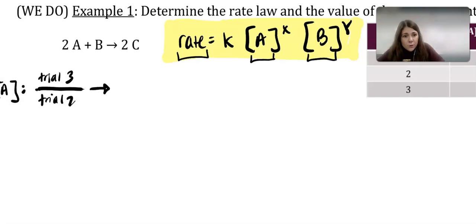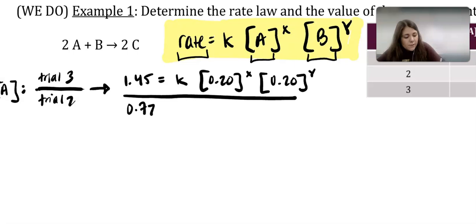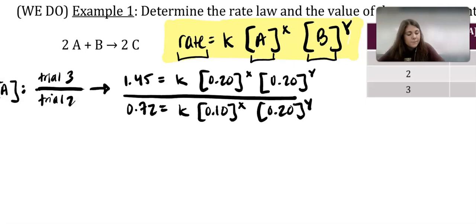So here, using the trial data for trial 3, the rate was 1.45. I don't know K. The concentration of A in trial 3 was 0.20 to the power of X, and then B was 0.20 to the power of Y. Then for trial 2, 0.72, K, 0.10 to the X, 0.20 to the Y.